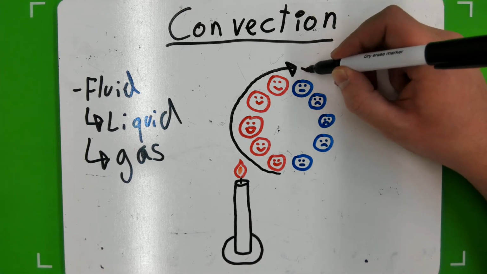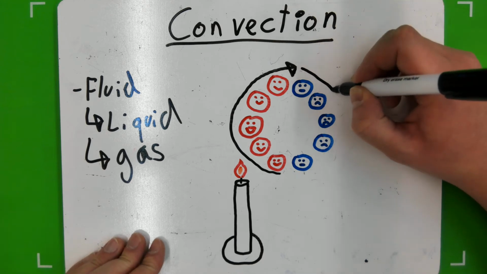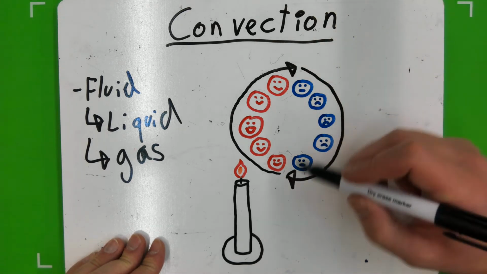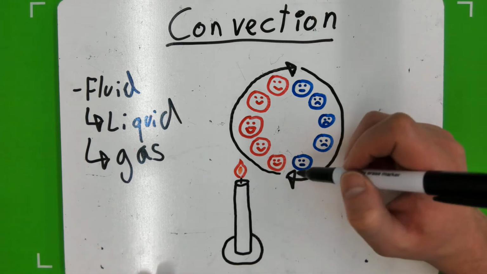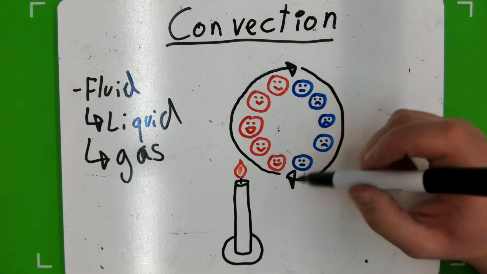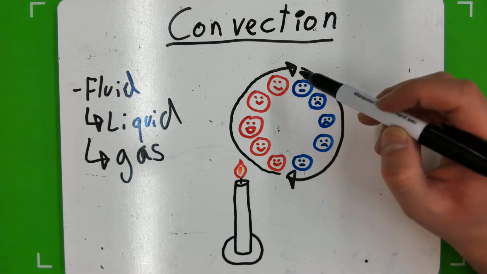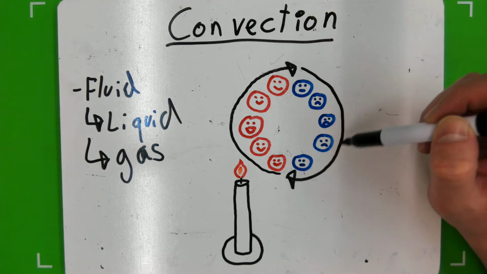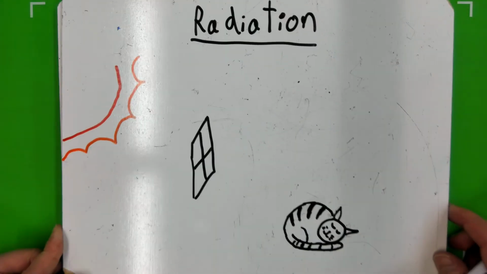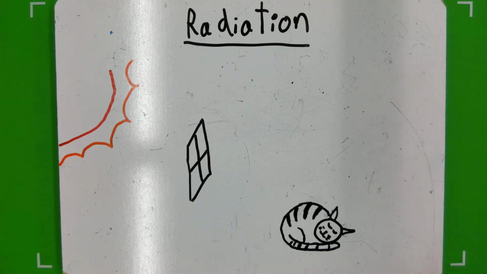The less heat means that they start to contract and they go down. And as they get down, they get closer to the fire and they start going back up. This creates what we call a convection current. So the warm particles go up and the less warm particles go down. The final way that thermal energy can be transferred is through radiation.